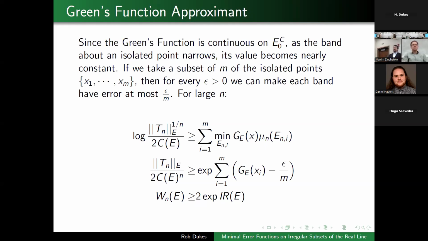If you want to set an epsilon width, you can get a delta that makes it get that close. So as our bands get narrower and narrower, their heights, their ranges, will also get narrower. And so we can essentially use the value at the isolated point as an estimate for the value on the entire band.